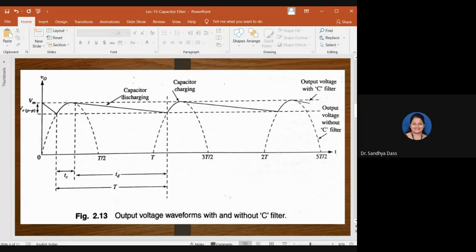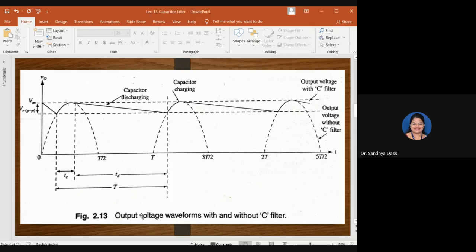Ma'am, what is ripple content? Ripple content is nothing but the variation, or the presence of AC component, in the DC output. In other words, where the output is varying with respect to time. When we say varying with respect to time, it is nothing but there is AC component in the output, right? So ripple is nothing but variation in the output. Now, if you observe in the presence of filter, that variation is quite less. Correct?